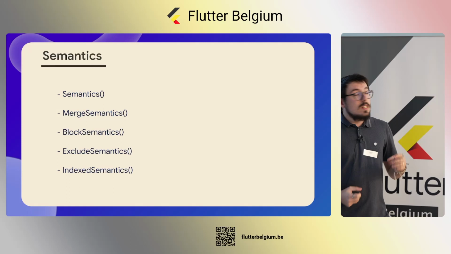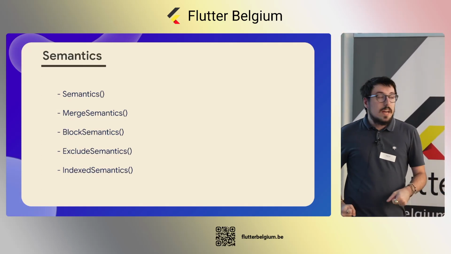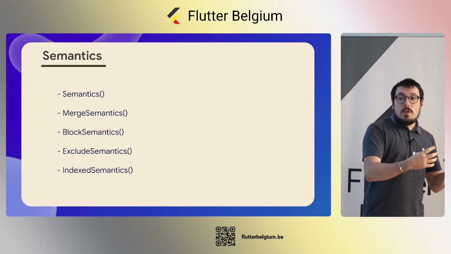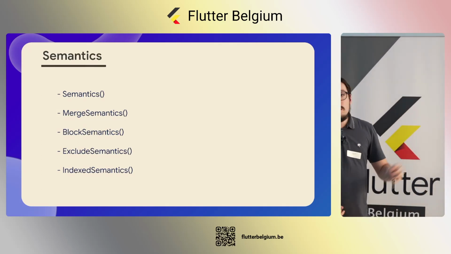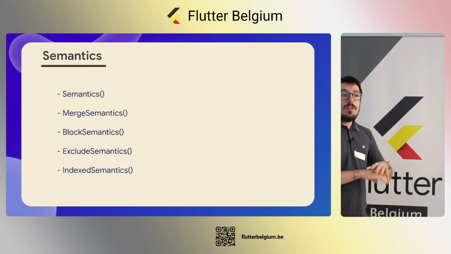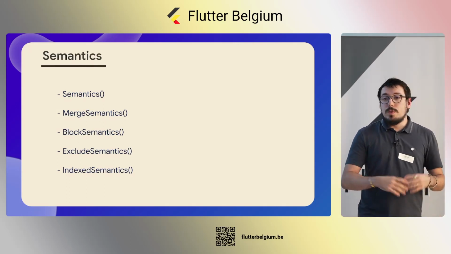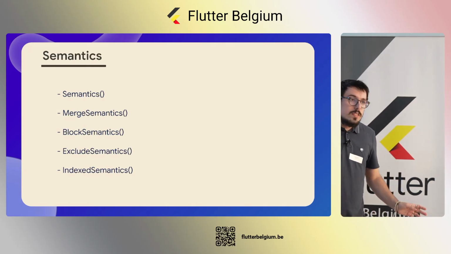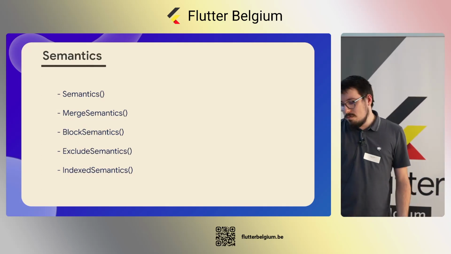We also have BlockSemantics, which is very simple, as its name indicates. You can basically say that this element can be read or not read, or read as a toggle. And we also have ExcludeSemantics, where you just say that you will never go over this item, and you will never read what corresponds to it. And we have IndexedSemantics, but we basically never use it. It's only for list views, so we mostly just never use it.